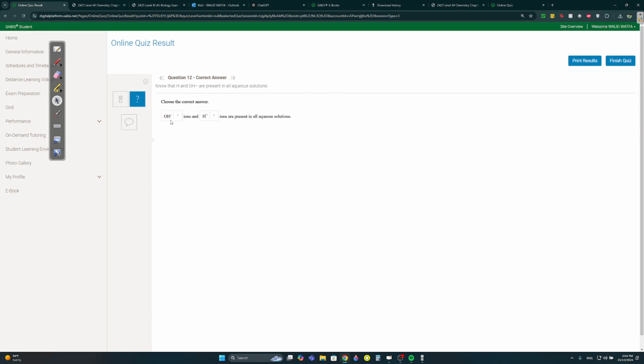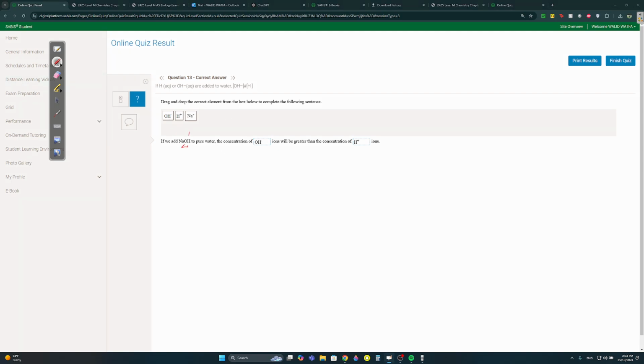What is present in all aqueous solutions? Obviously OH- and H+, guys. Very, very straightforward. If we add NaOH to pure water, what will be greater than what? NaOH has what? OH-. So obviously the concentration of OH- will be greater than H+. They put Na+ to trick you. Some people will choose it. I don't know why. But no. In any solution, you always have OH- and H+. But when you add NaOH, you're going to have more OH- than H+.